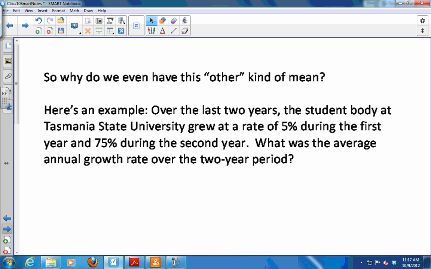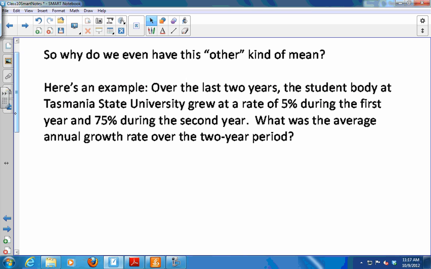Okay, so why do we even have this other kind of mean? Here's an example where we might use a geometric mean as opposed to an arithmetic mean. Over the last 2 years, the student body at Tasmania State University grew at a rate of 5% the first year and then 75% the second year. What was the average annual growth rate over the 2-year period? Not 40, why not?